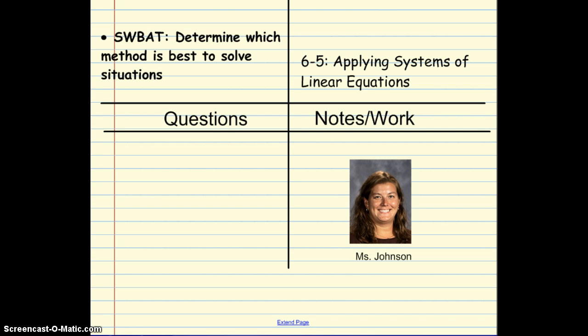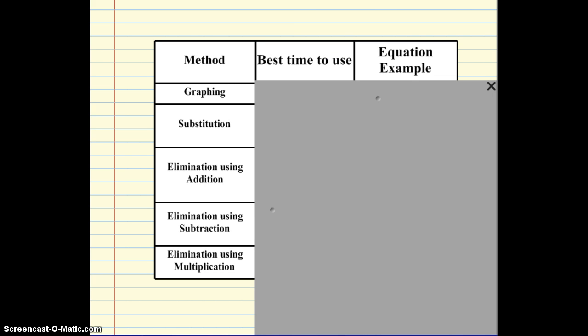Today our goal is going to be to determine which method is best to solve situations. We have used many of them. So we're going to go ahead and make a table, and we've got all 5 methods that we have used so far in this chapter.